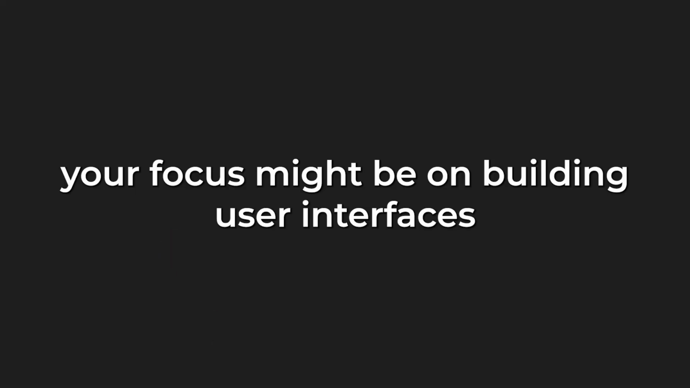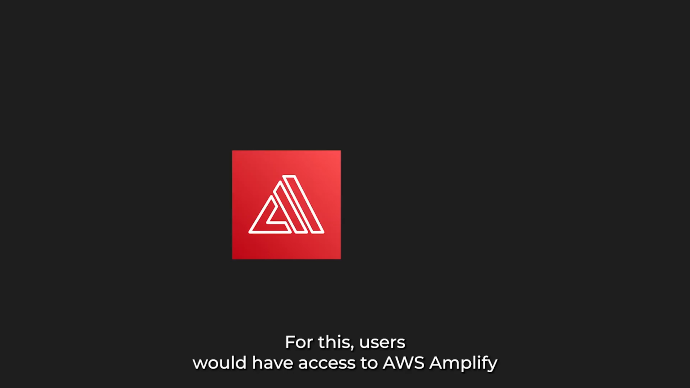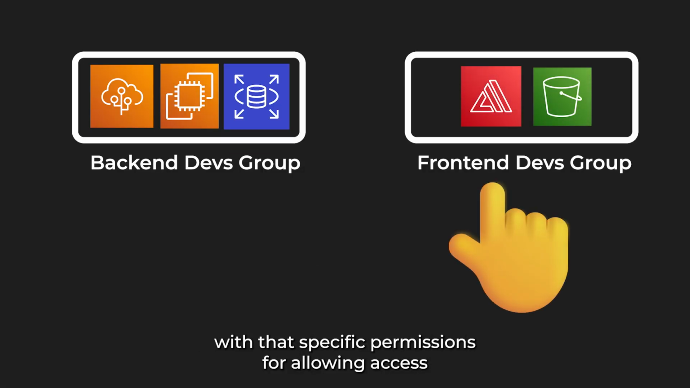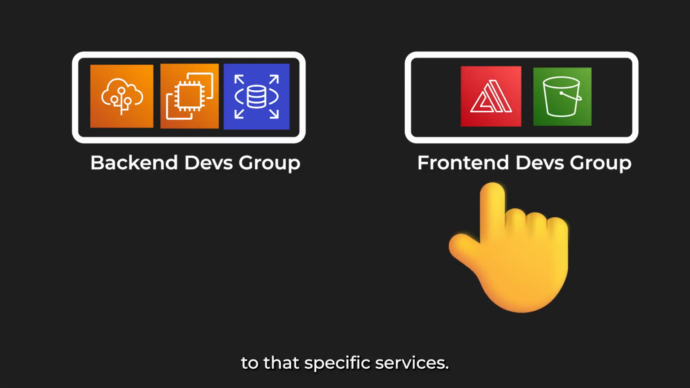For front-end development, your focus might be on building user interfaces and managing static assets. For this, users would have access to AWS Amplify for developing web applications and Amazon S3 for serving static files. You could create a user or group with specific permissions allowing access to those specific services.